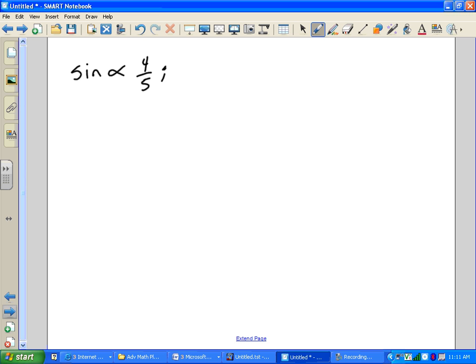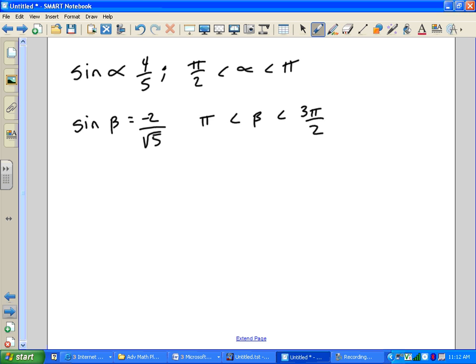and we're going to be told here alpha is only going to range in one quadrant, okay? It's going to go from pi over 2 to pi, okay? And now we're going to be given this here. The sine of beta is going to be -2 over square root of 5. And beta is going to be in between pi and 3 pi over 2. Okay, so what they're basically telling me is what quadrants I'm in.